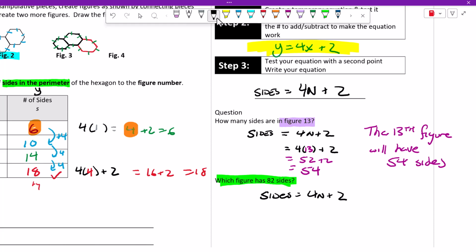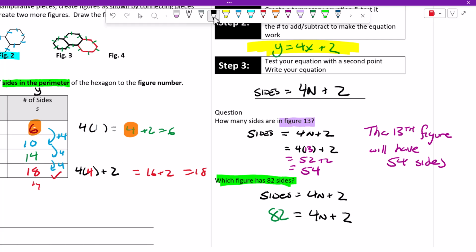This is the equation for our pattern. We have the number 82 here. What does 82 replace? Does it replace the sides or does it replace n? Sides. This is 82 sides. So you stick in 82 for sides. Oops, let's stick the number 82 in green. Here, 82 equals 4n plus 2. All right?